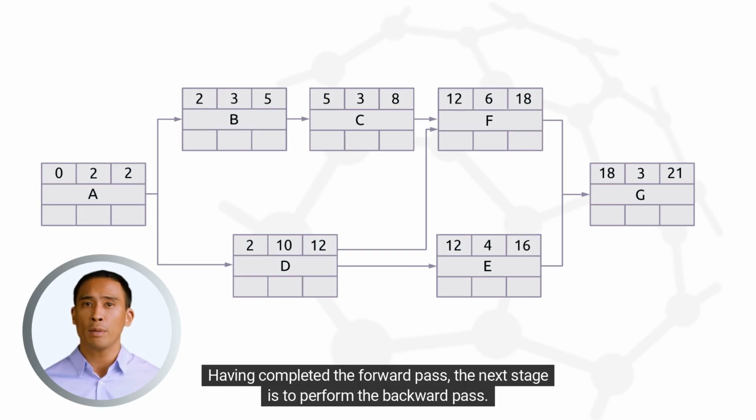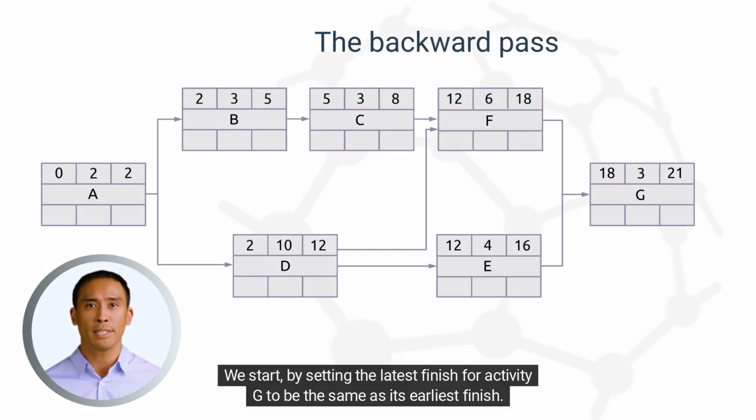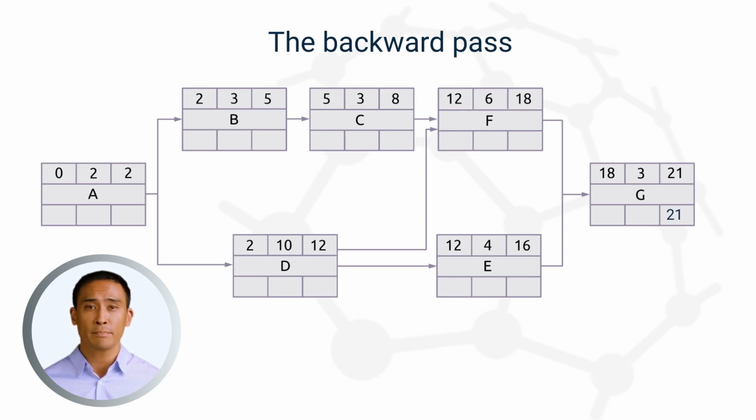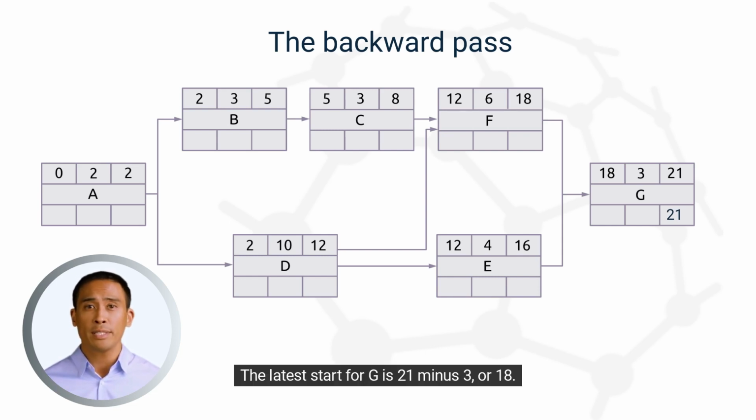Having completed the forward pass, the next stage is to perform the backward pass. We start by setting the latest finish for activity G to be the same as its earliest finish. Starting with a latest finish for G of 21, we now deduct durations to calculate all the latest starts and finishes. The latest start for G is 21 minus 3, or 18.